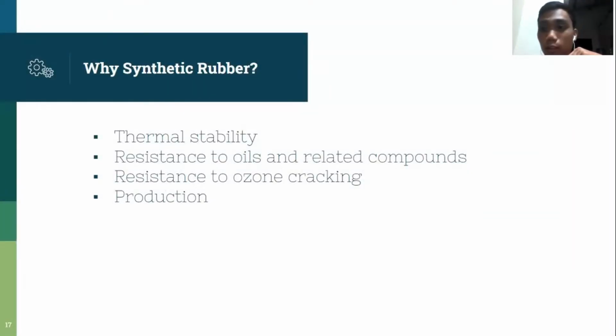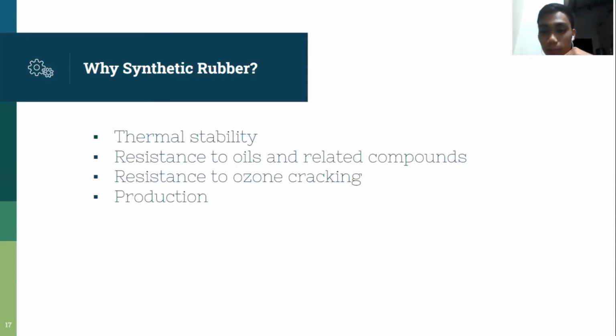So, why synthetic rubber? Although natural rubbers have higher tensile strength, higher tear resistance, and better thermal properties, synthetic rubbers are superior to natural rubbers in two major aspects. Those are thermal stability and resistance to oils and related compounds.